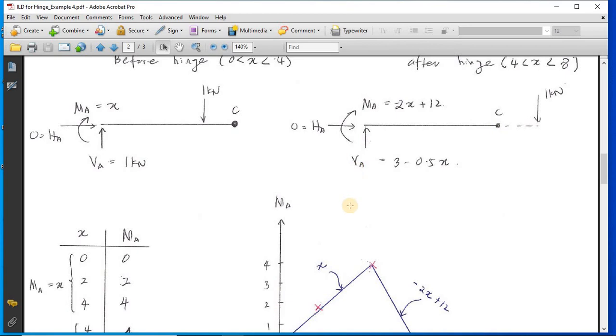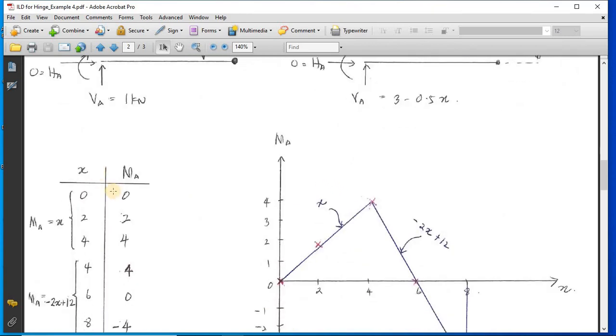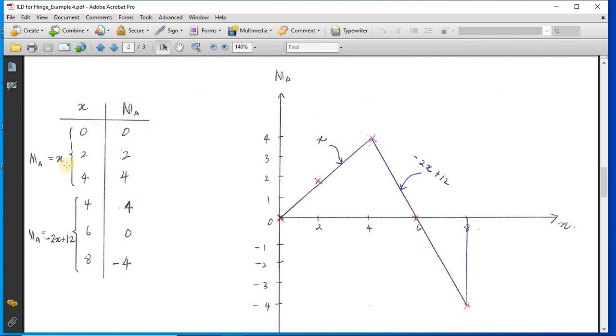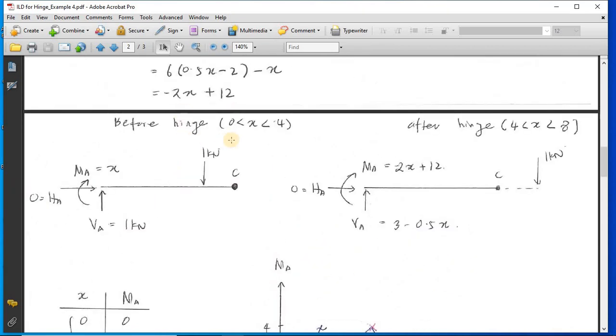To plot the graph of MA, the ILD for MA, you can take a look at this particular table. The interval value of x is 2 meter. So 0 to 8, which is the total span of the overhanging beam, 8 meter.